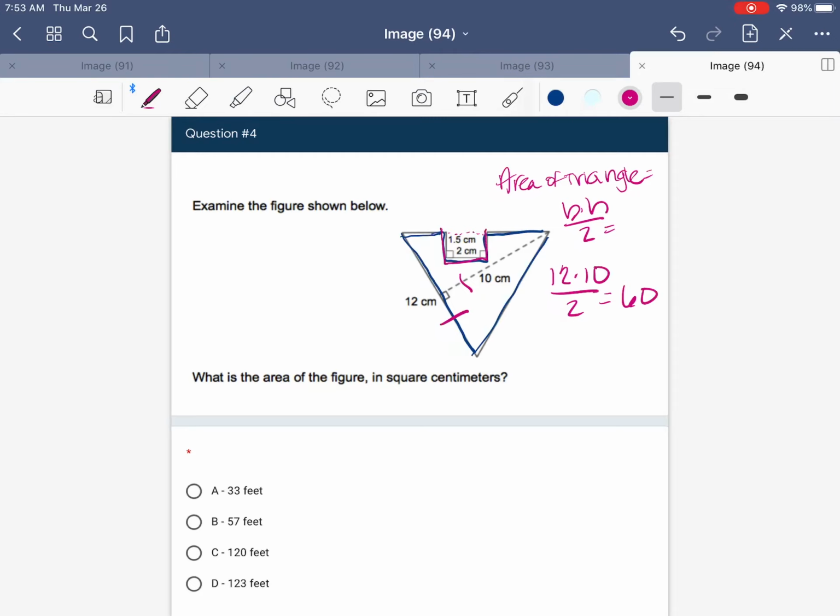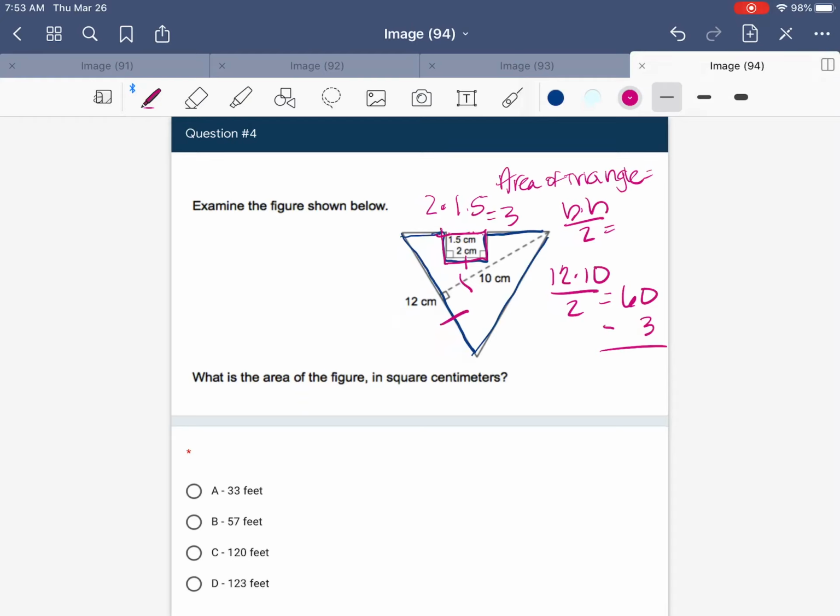So then my square right here is 2. It says this is 2 centimeters. And then this section right here is 1.5 centimeters. So what we need to do is figure out on that one. So we're going to go 2 times 1.5 for the square. And I don't want to divide that because that one's just area equals 3. So then basically I want to take that out of that one. So then you just want to take away the 3 from the 60, and that will give you your answer.